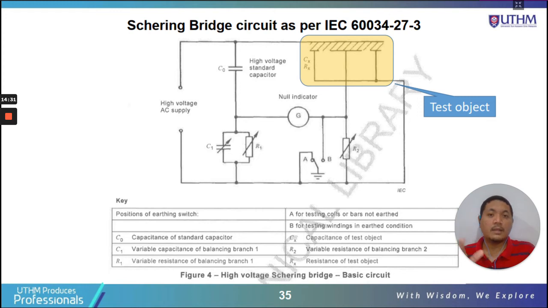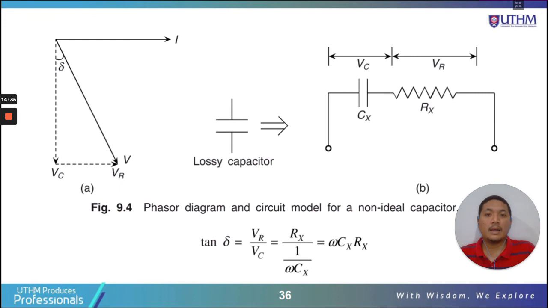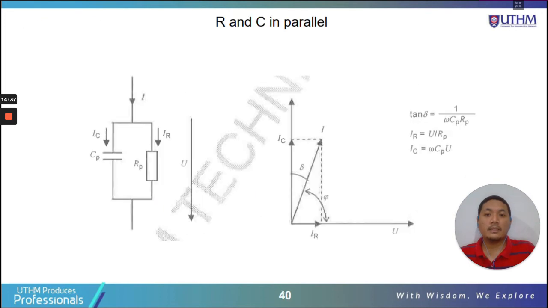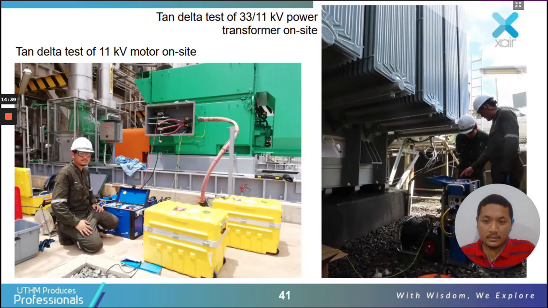The other part of the bridge, arm number 1, arm number 3, and arm number 4, is actually inside this equipment. Okay, so the Schering bridge is basically inside here, and the equipment will automatically give the value of tan delta. This is for a high voltage rotating machine.